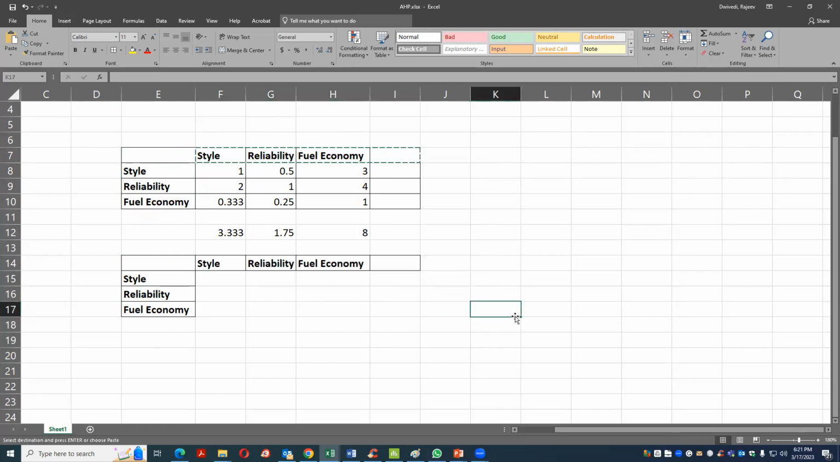Okay, I made this matrix. Now I'm going to do normalization. Normalization means the value of the column is 3.333, and I would like to make it 1. So how can I do that? I can put the weight of each value. So 1 divided by 3.333.